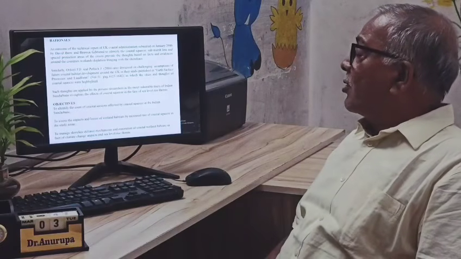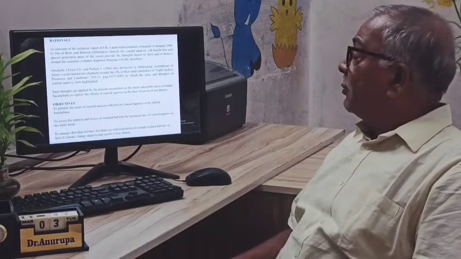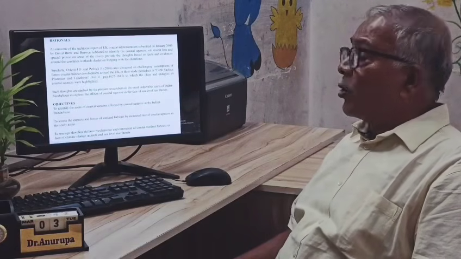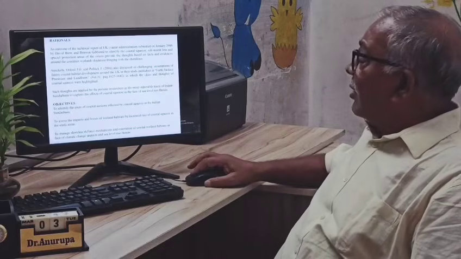Now I have selected three major objectives for the discussion of my study. Number one is to identify the coastal sections which are affected by the coastal squeeze in the Indian Sundarbans. Number two is to assess the impacts and losses of wetland habitats by the increased rate of coastal squeeze in the study area. And number three, the major aspect, is to manage the shoreline defense mechanisms and restoration of coastal wetland habitats in the face of climate change impacts and sea level rise threats.